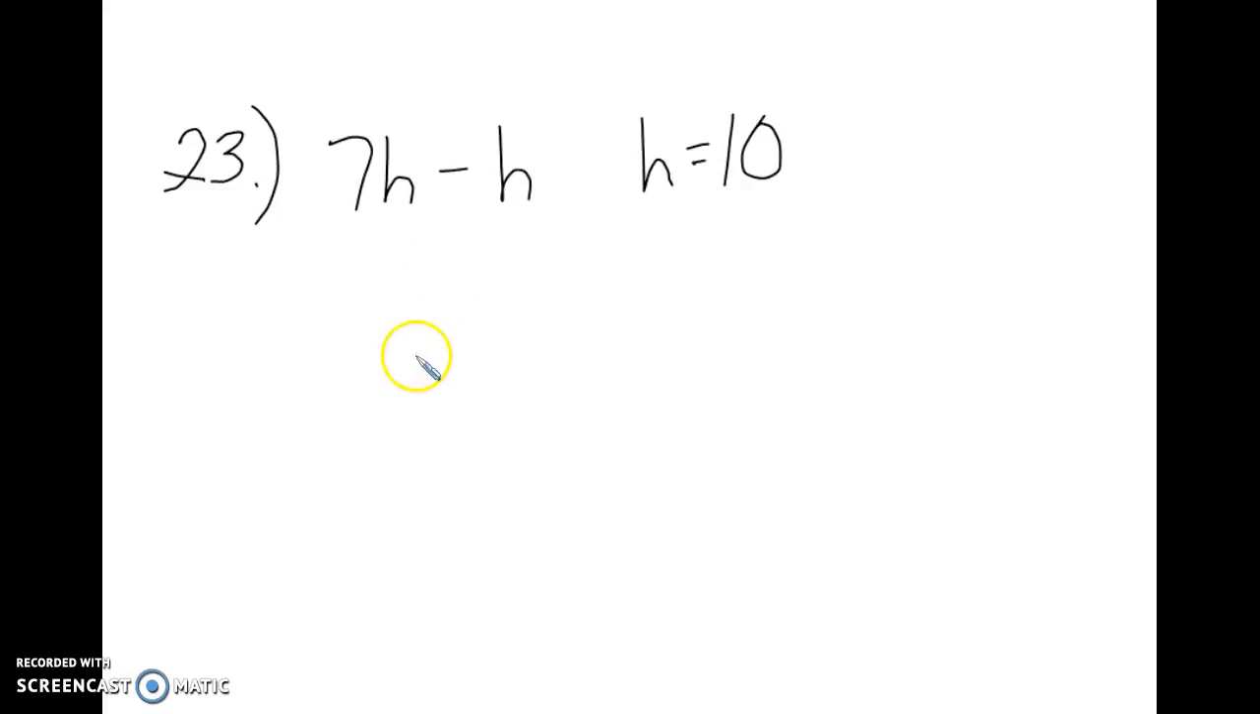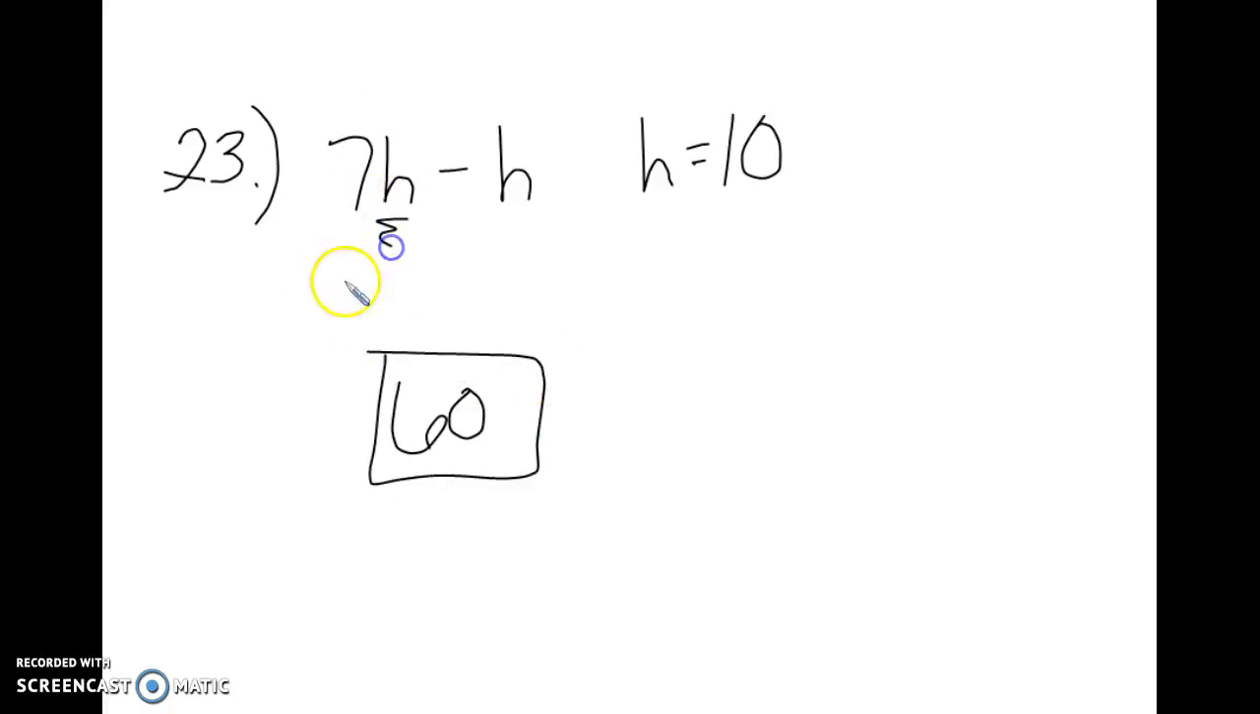Number 23. 7h minus h if h is equal to 10. Hopefully we didn't have any problems with this. What'd you get? 60. 60 was the correct answer. 7 times 10 is 70. Minus 10 is 60. That one was easy peasy. That was easy.